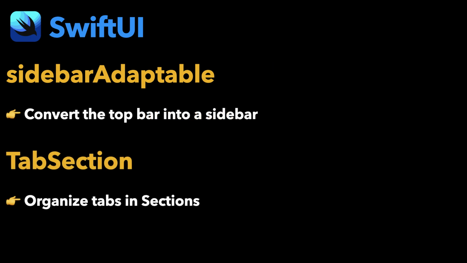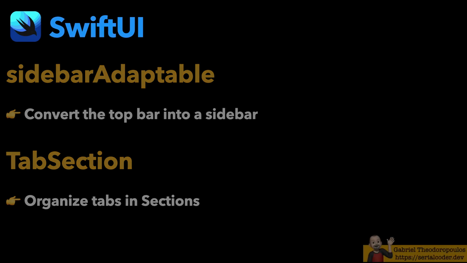We met the new sidebarAdaptable style and the TabSection container view. The former allows us to convert the top bar into a sidebar, while we can now easily organize tabs in sections.